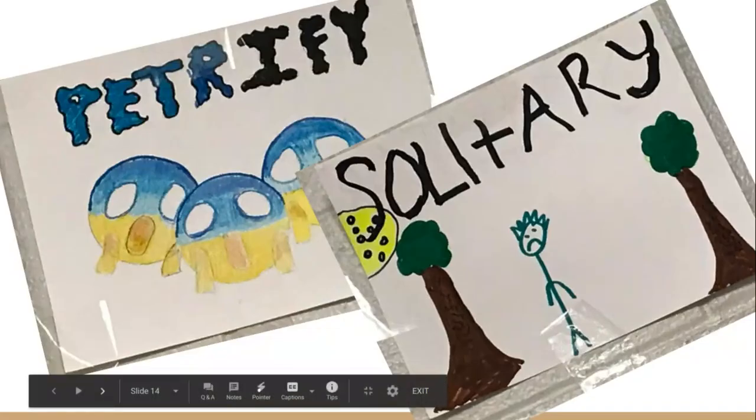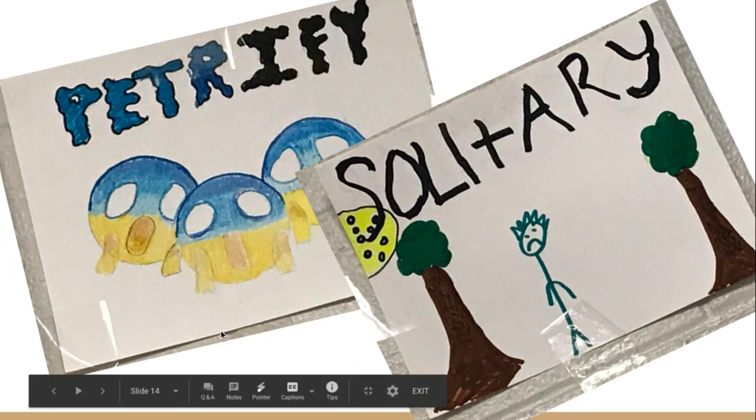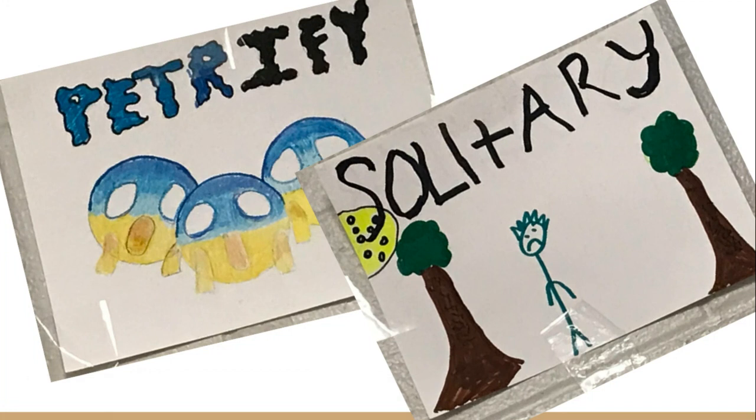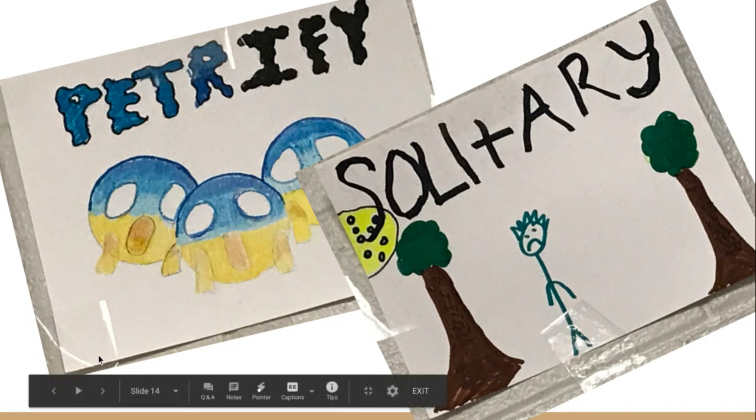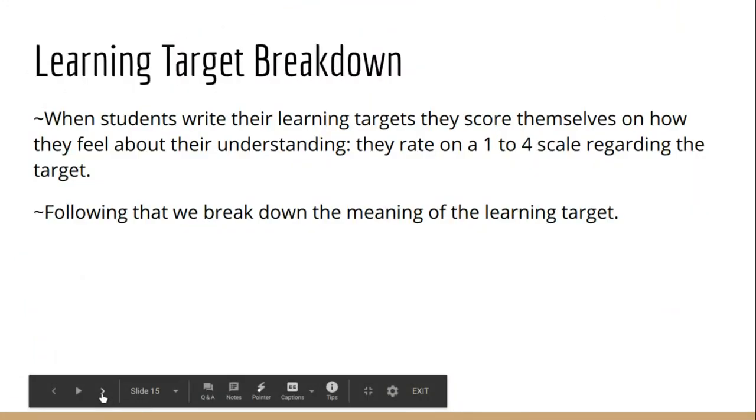The next is petrify. I really liked this student exemplar because they're using those emojis that they love so much, and they're even changing the font so that it looks spooky, just like the word means. And then we have this solitary image where it's one single person out by themselves. So you would really understand what those 2 words meant if it was hanging on a classroom wall.